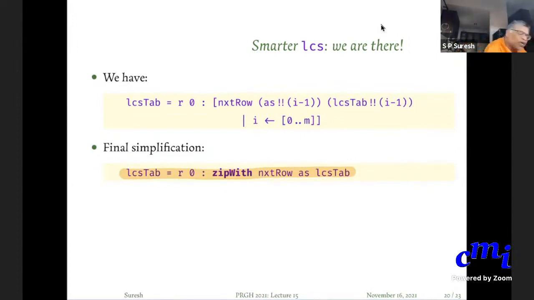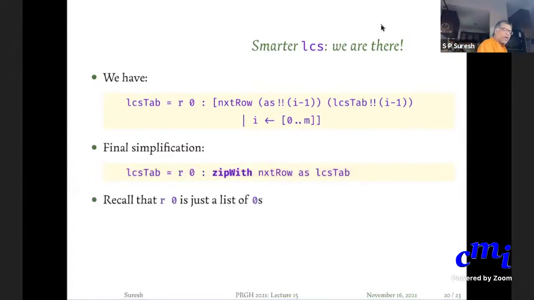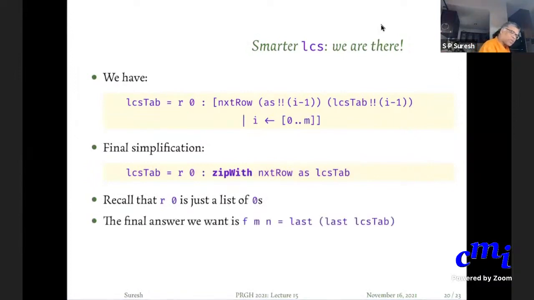tab. Finally, if you look at the grid, if you want your final value, it will be in the last row and the last column. So you can recover your final answer as this. Last of LCS tab. Last of LCS tab will go to the last row.